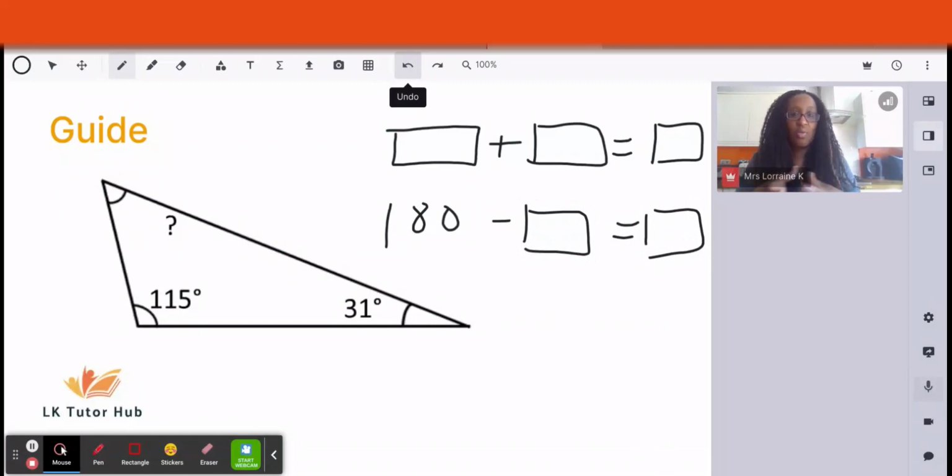You can talk to them. What did I do next? You understand it. You can even bring in other things here. What kind of angle is that? My example, I had acute angle. That's an obtuse angle. Bring in different things, but guide them through that.